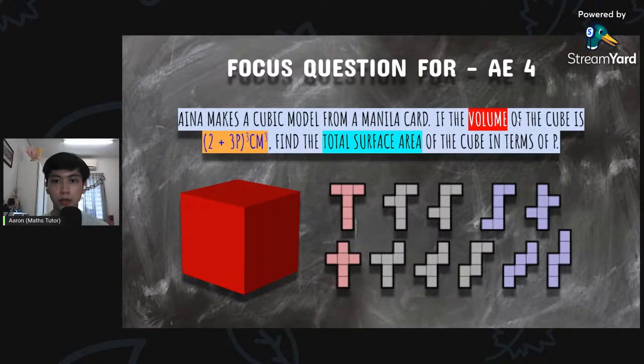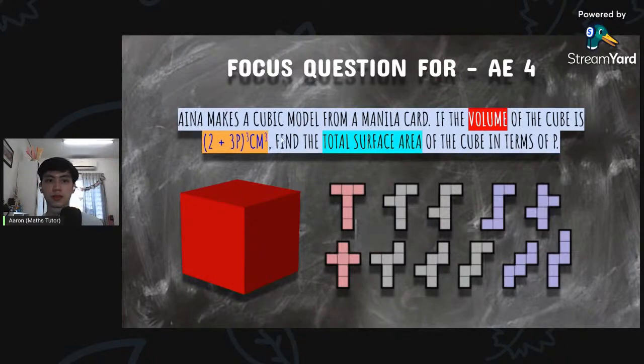Okay, so we see the volume, right? We see the volume. And then find the total surface area. Okay. So itu question dia nak tanya apa? Find the total surface area. Dia nak total surface area. How much? Okay. And then in the terms of P, dalam sebutan P.